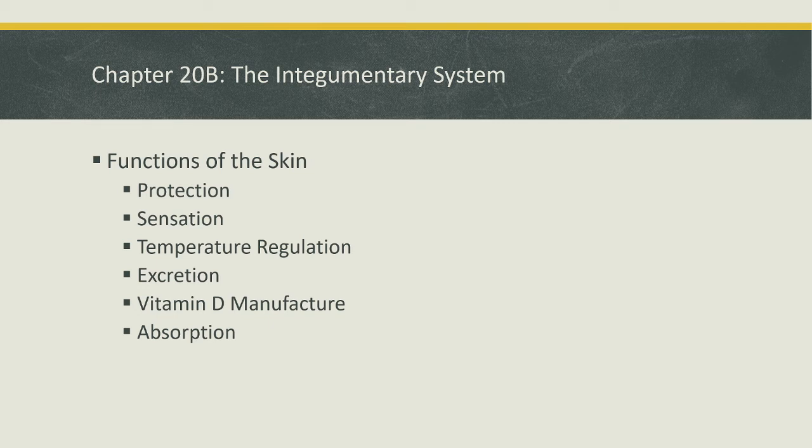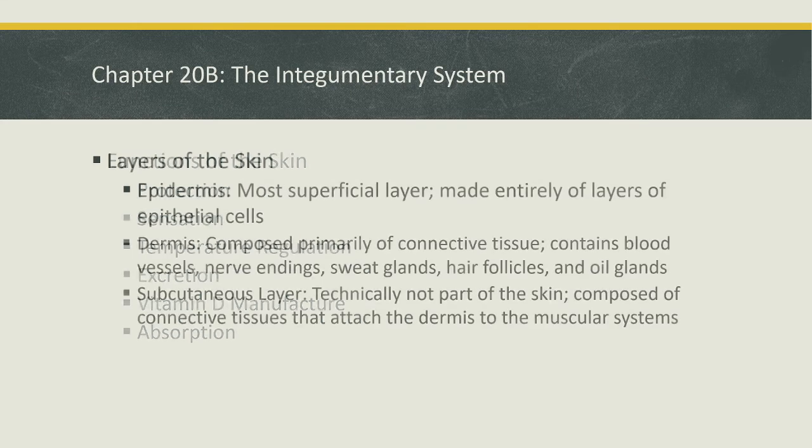And then vitamin D manufacture. Vitamin D has been kind of a hot topic in the context of coronavirus, but yeah, it's super important for different aspects of immunity. And our body doesn't naturally make vitamin D very well. We have to have a certain amount of exposure to sunlight to help with vitamin D manufacture. And then absorption, absorbing substances into your body.